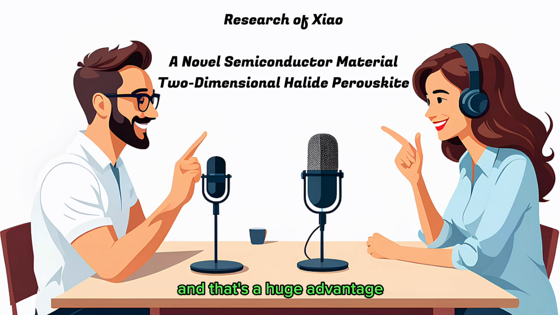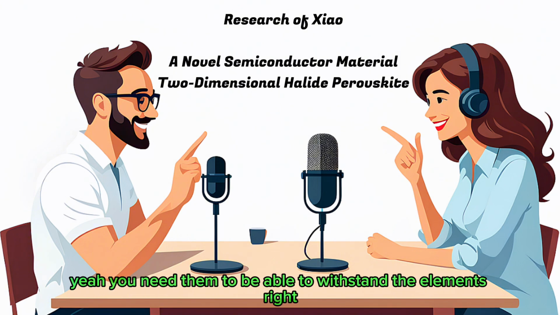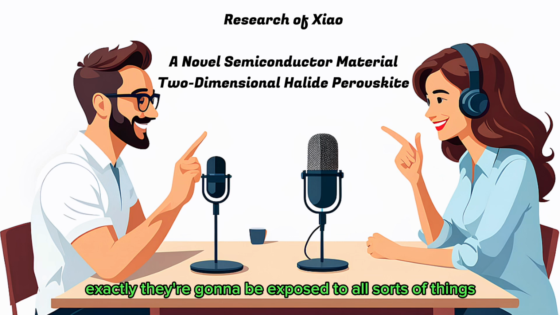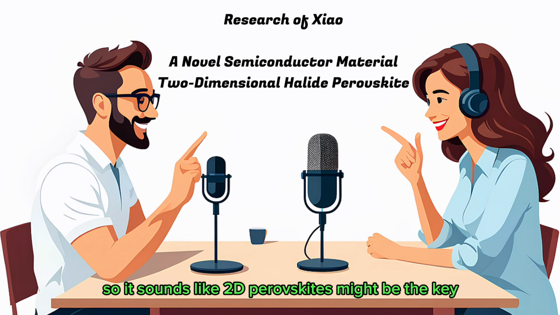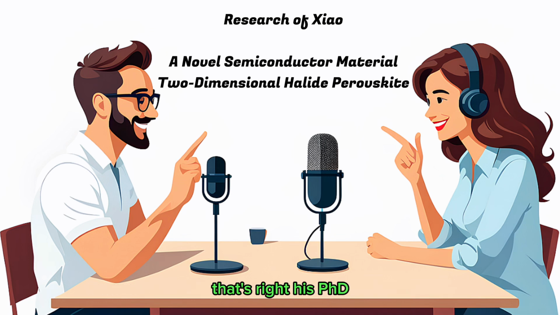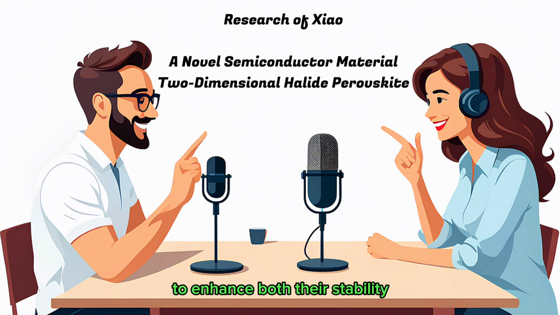Exactly. And that's a huge advantage when you're talking about real-world applications for solar cells. Yeah. You need them to be able to withstand the elements. Right, because solar cells are going to be outside. Exactly. They're going to be exposed to all sorts of things. So it sounds like 2D perovskites might be the key to making these solar cells more durable and therefore more practical for widespread use. Now, this is where Xiao Zhang's work comes in, right? He was specifically focusing on these 2D perovskites and how to make them even better. That's right. His PhD research was all about fine-tuning these 2D perovskites to enhance both their stability and their efficiency.